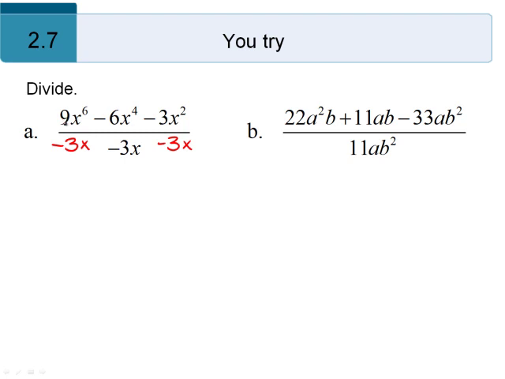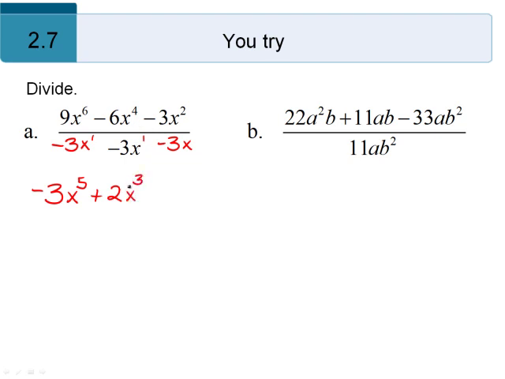So look at the first term. You're going to do two things. Divide the coefficients, subtract the exponents. So 9 divided by -3 is -3, and then when we subtract the exponents, 6 minus 1 is x to the fifth. Now on the second term we have two negatives, so a -6 divided by -3 is +2. And subtract the exponents, 4 minus 1 is x to the third.